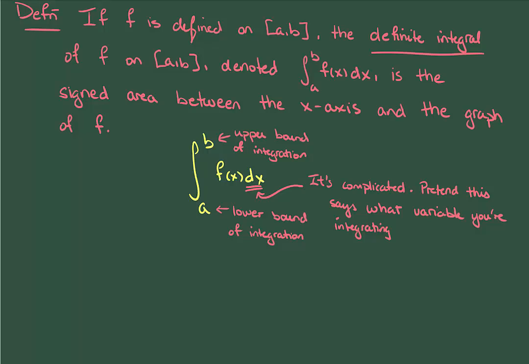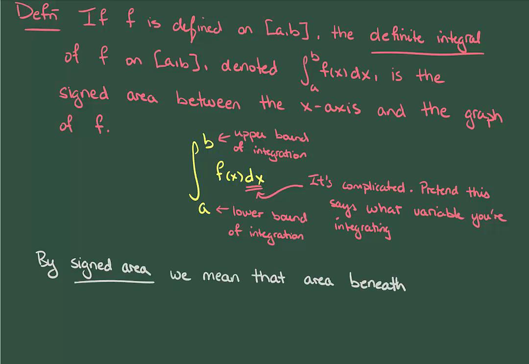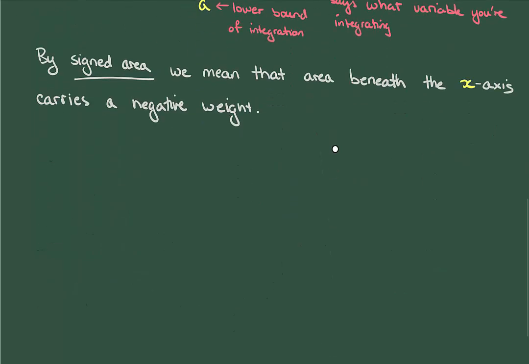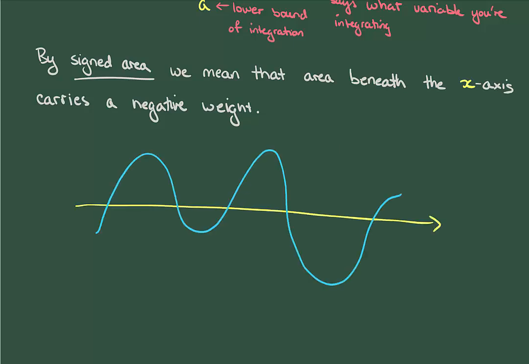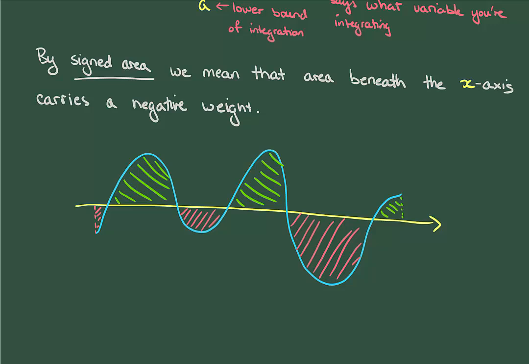And one last thing before we start doing examples is what I mean by signed area. This means that area beneath the x-axis will be considered negative area, while anything above the x-axis will be positive area. If I draw a generic function, I'll highlight negative areas in red and positive areas in green, like so.